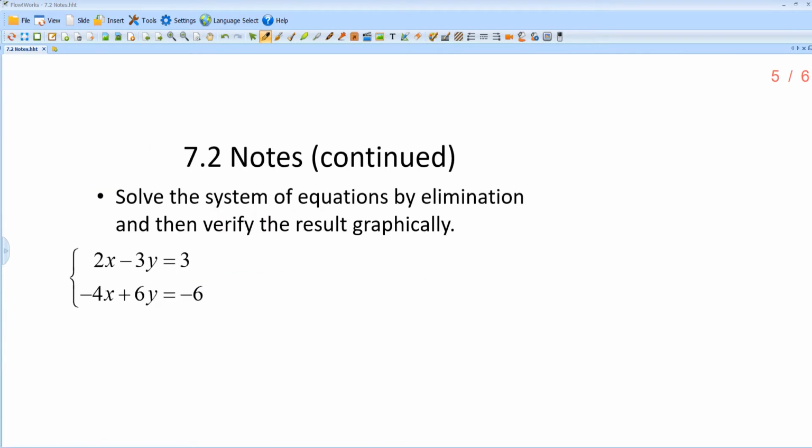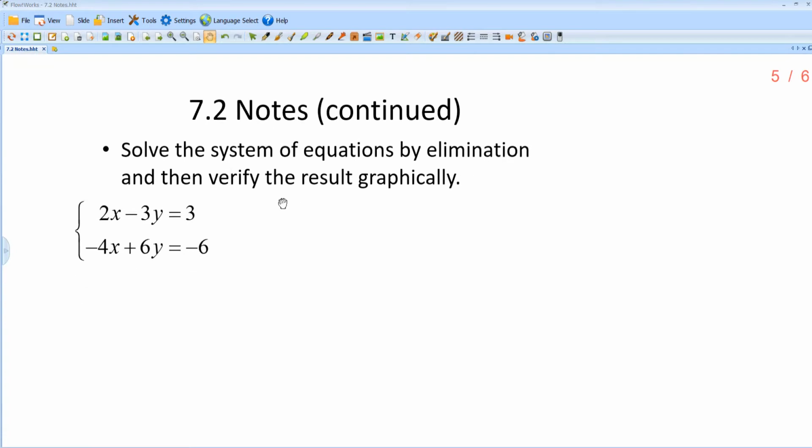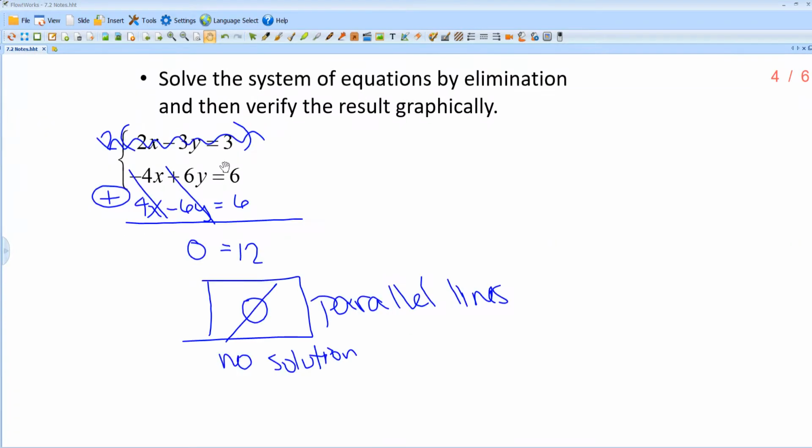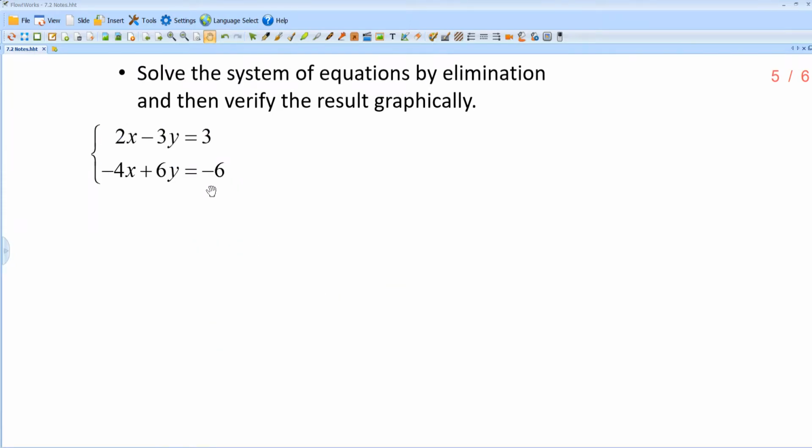All right, moving into a very similar example. We have 2x minus 3y equals 3 and -4x plus 6y equals -6. Not the exact same problem. The only thing that has changed is now I have -6. So I'll start this the same way. I'll multiply the top by 2. I get 4x minus 6y is equal to 6. I'll cross that off. I don't want to get confused with it.